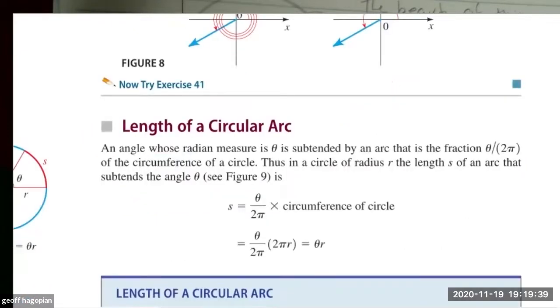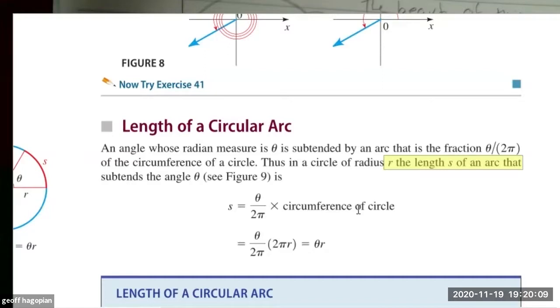So the angle whose radian measure is theta is subtended by an arc that is a fraction theta over 2 pi of the circumference of the circle. Thus, in a circle of radius r, okay, so here they're getting to it, right? In a circle of radius r, the length s of an arc, I called it A for arc, that subtends an angle theta is s equals theta, so it's proportional, right?